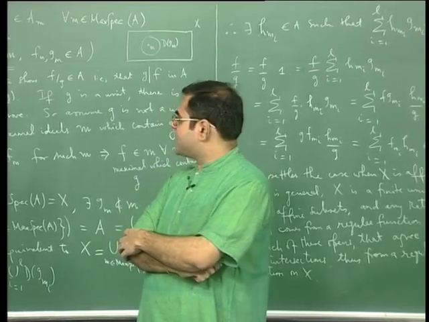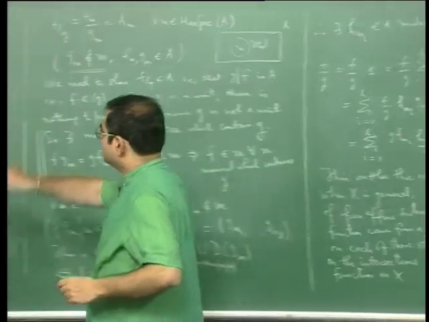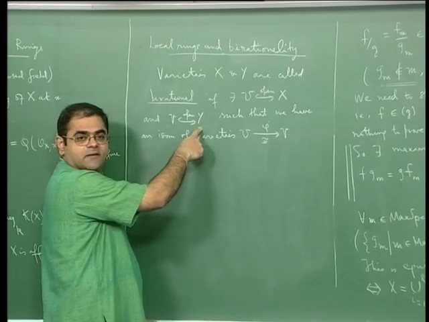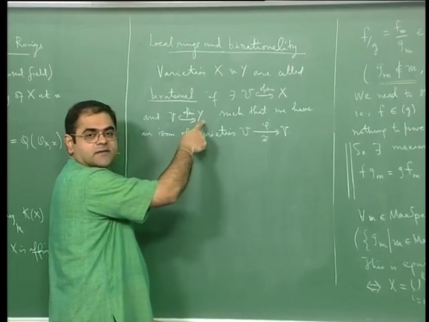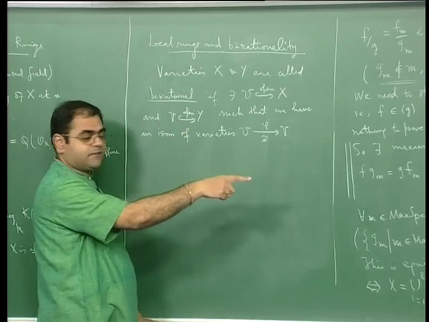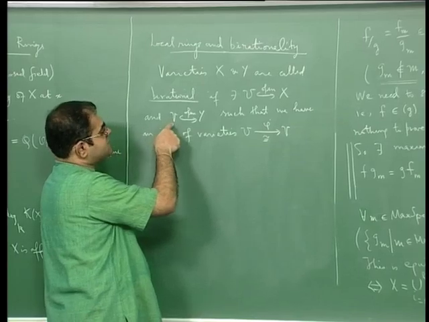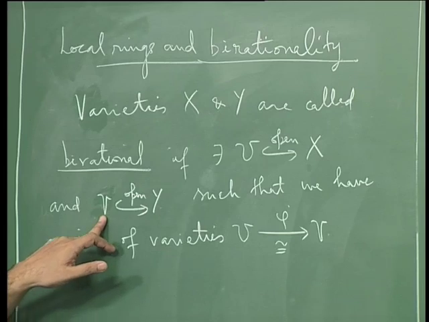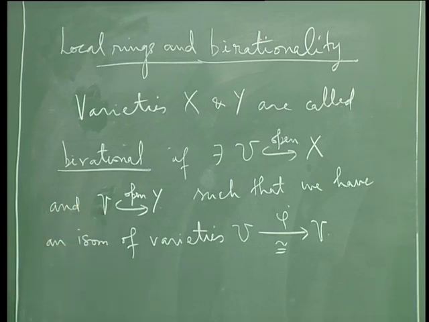So if you have an isomorphism U inside X isomorphic to V inside Y, and V prime inside Y isomorphic to W inside Z, then you can get the isomorphism composed on V intersection V prime, which will be non-empty. Therefore this birationality of varieties is an equivalence relation.